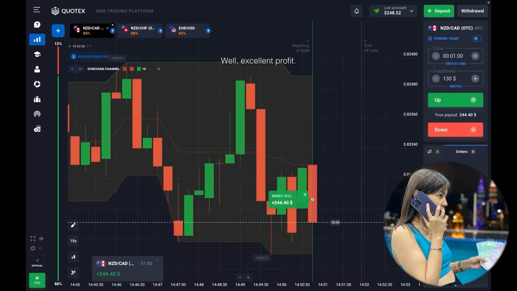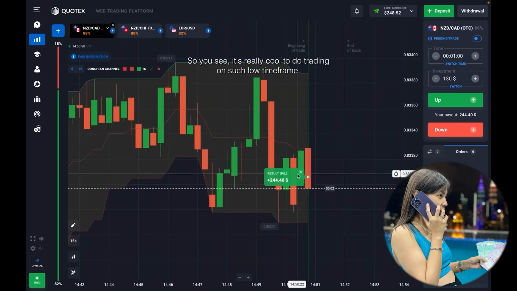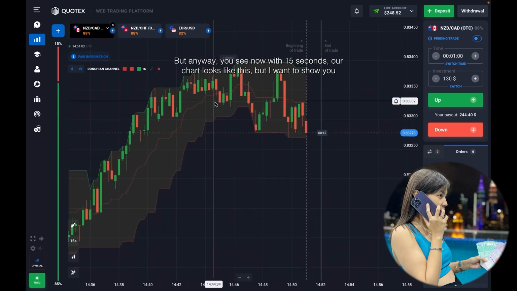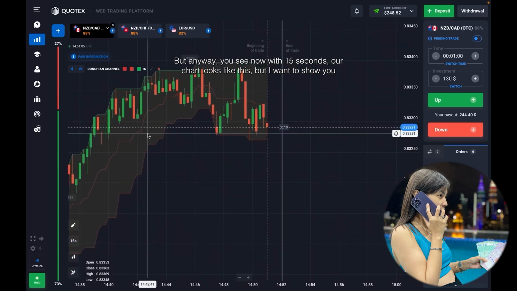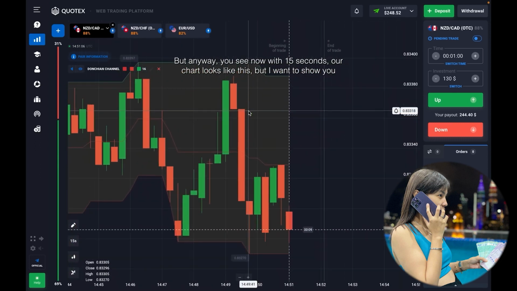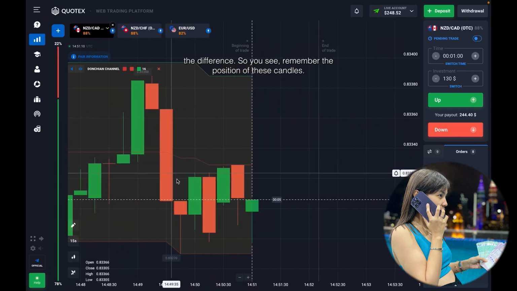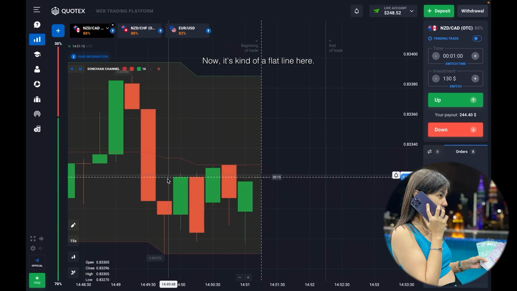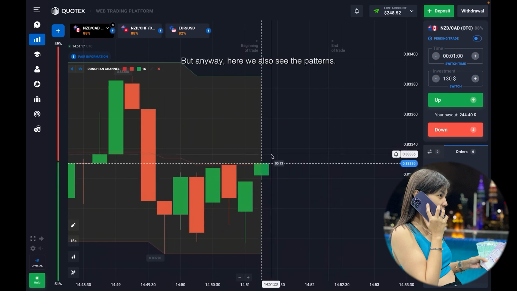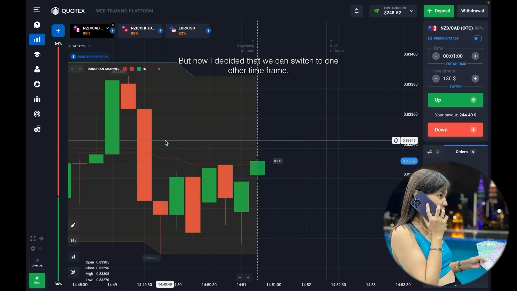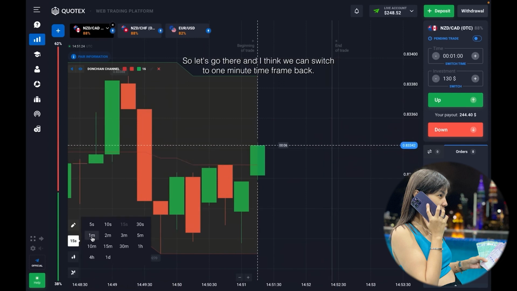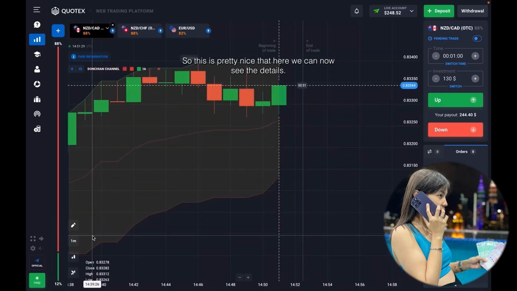Excellent profit. You see, it's really cool to do trading on such low time frame. But anyway, you see now our chart looks like this, and I want to show you the difference. Remember the position of these candles, and now it's a kind of flat line here. But anyway, here we also see the patterns. Now I decided that we can switch to one other time frame. So let's go there, and I think we can switch back to 1 minute time frame, and this is pretty nice.